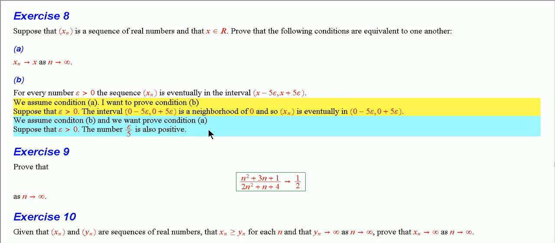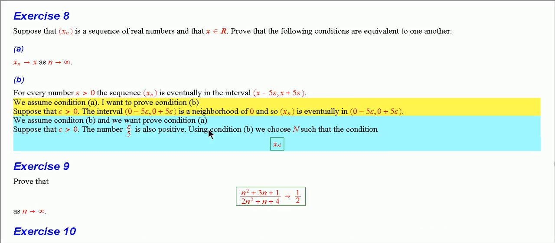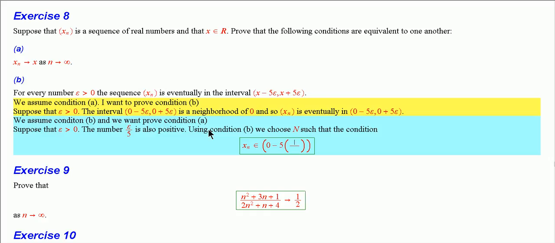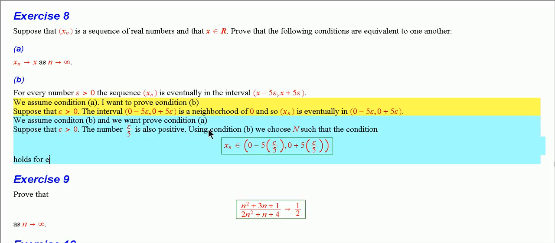That number is positive. Using condition B, we choose big N such that the condition that x sub n belongs to the stick center 0 with radius 5 times that positive number holds for every n greater than or equal to big N. Do you understand what I did?